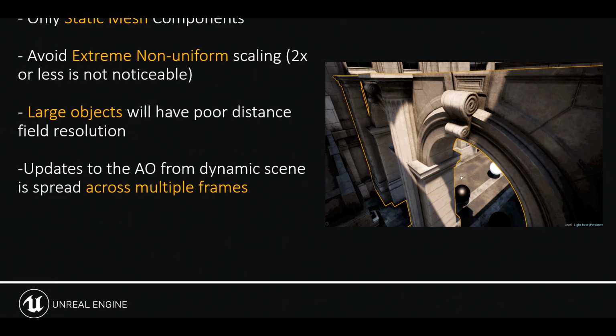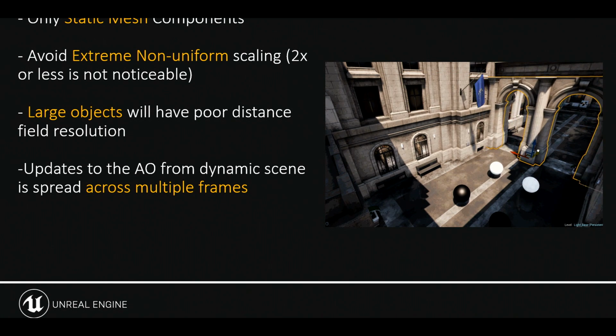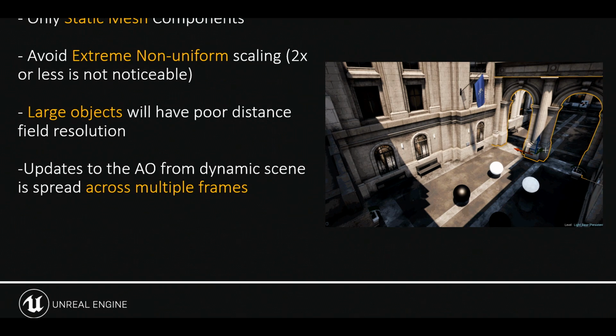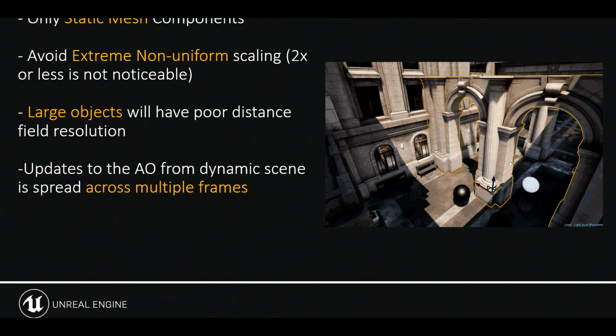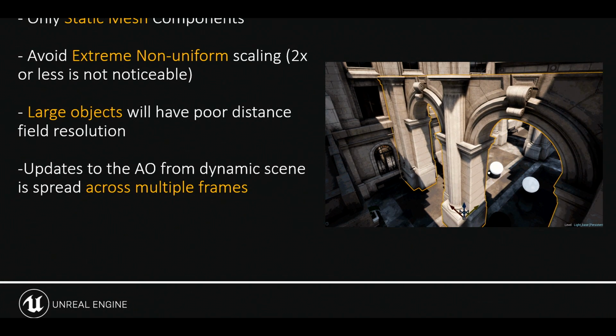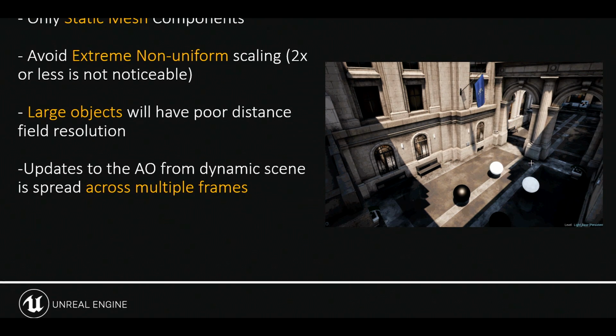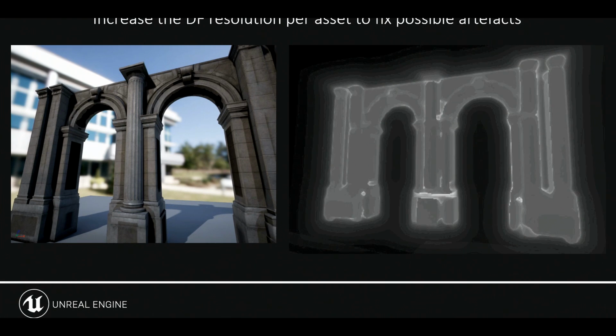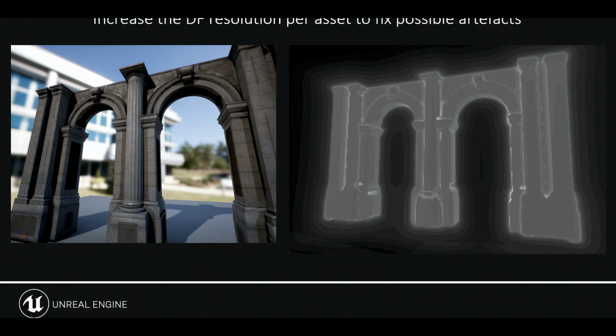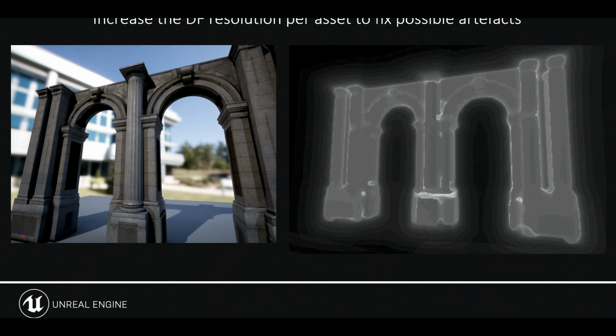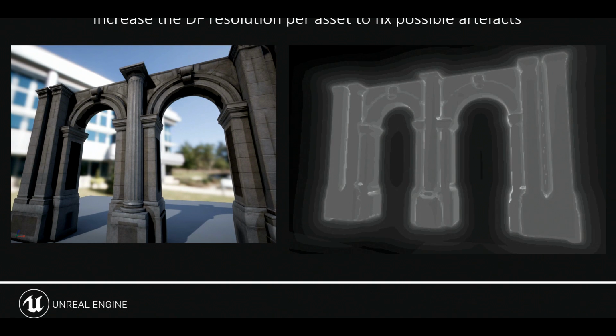And then the ambient occlusion update is actually spread over several frames. So you don't have instant AO. It's barely noticeable. But to fix some of the artifacts that you can see on the left, there's some black parts under the arch, you can just increase the resolution for the distance field, and it should get rid of those artifacts.